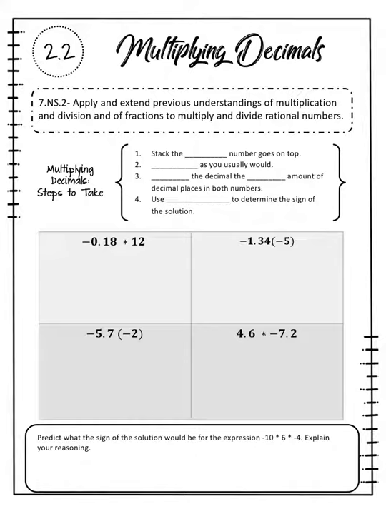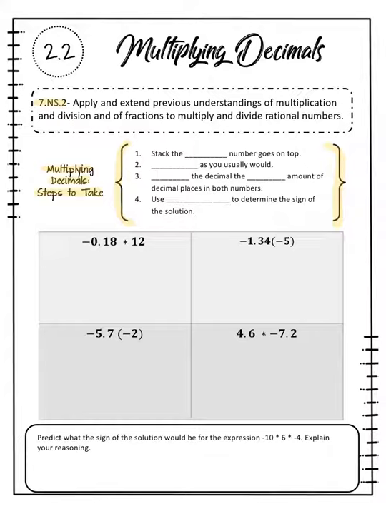There are a couple of things that look important, so we're going to make them look important by just highlighting them so we know that this is important, because these are the steps we're going to take to multiply decimals. There we go. And then our standard for today is 7NS2, applying and extending previous understandings of multiplication and division of fractions to multiply and divide rational numbers.